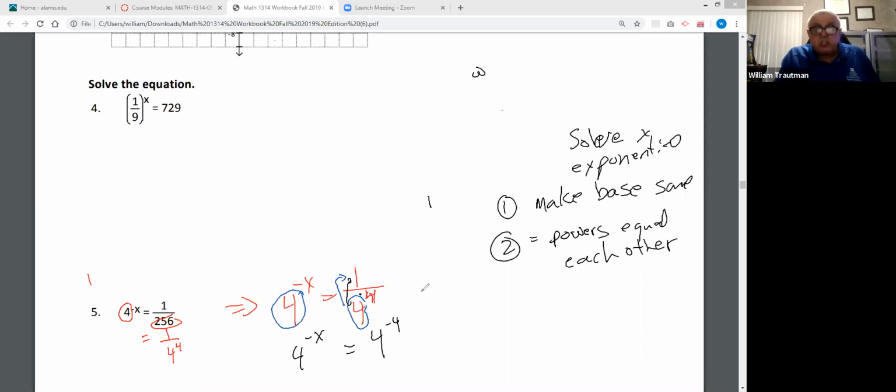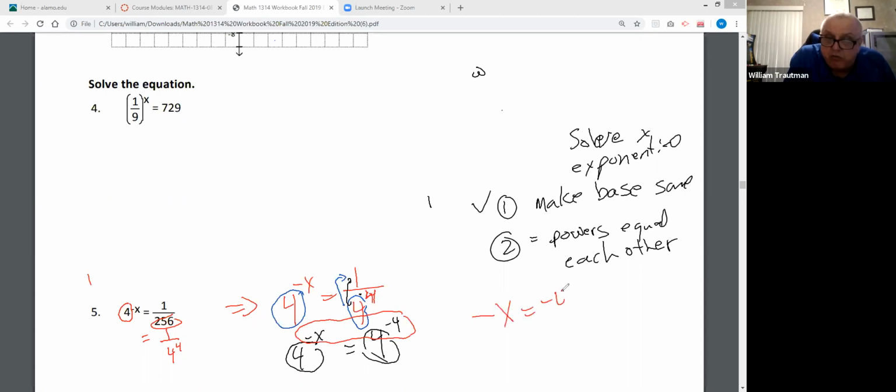So now I have the bases the same. The bases are both 4. So step 1 is done: make the bases the same. The bases are on top and they're both the same. If the bases are the same, then the powers equal each other. Then we have to say negative x equals negative 4.